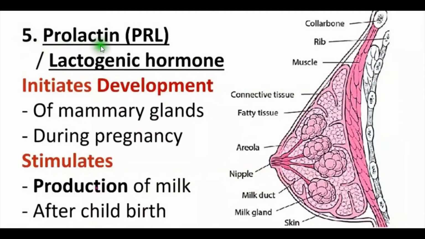Fifth hormone is prolactin. Prolactin is also called lactogenic hormone. This prolactin initiates the development of mammary glands during pregnancy and stimulates the production of milk after childbirth. That is important. So this is the function of prolactin.